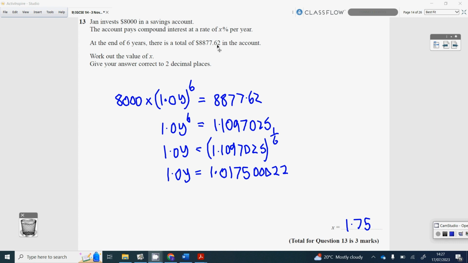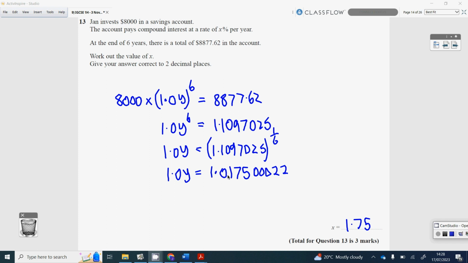And then this is going to equal my total answer of 8877.62. So divide both sides by 8,000, I get this. Now to undo to the power of 6, I'm going to multiply by the power of a sixth, 1 over 6. So multiplying both sides by to the power of 1 over 6, I get 1.0y equaling this to the power of a sixth. Putting that into my calculator on the right hand side, I get 1.017500022. So honing in on this bit, I can see what my compound rate of interest is going to be. It's going to be 1.75%.